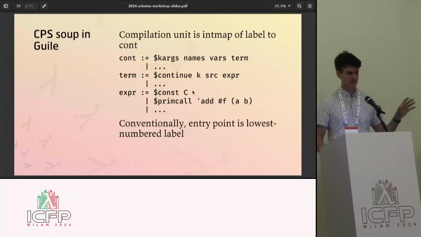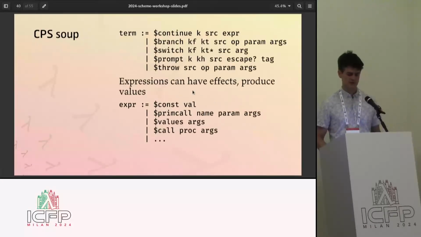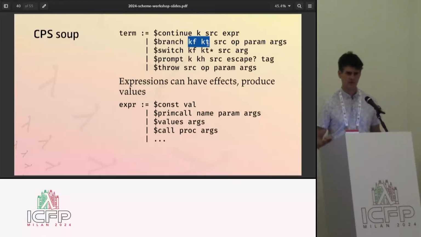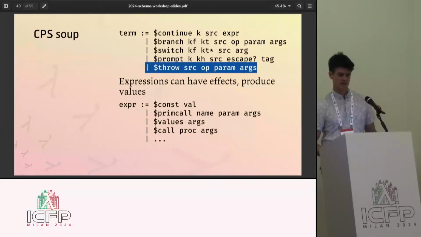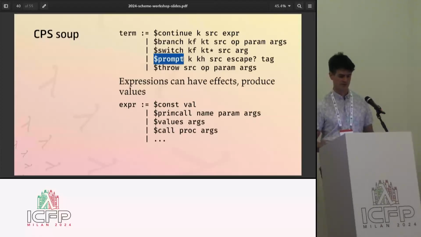The labels are small integers, and the values also are small integers in disjoint spaces. So the same integer could refer to one or the other, but they're used in different ways. And the compilation unit is an int map from integers to terms. And these are all the different kinds of terms. Continue to a cont with an expression. Any time you might need multiple continuations, multiple branches, then you have a different kind of term. And there are 5 kinds of term in Guile. Terms that don't continue at all, terms that branch, terms that do a table switch, terms that impose a limit continuation, which have a handler continuation, and then different kinds of expressions.